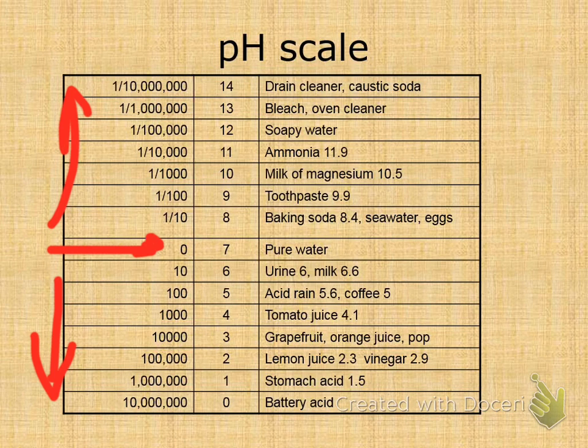Going the other way, urine is 6, milk is about 6.6. Now as you see, every time we go down one of these levels, it gets 10 times more potent, stronger. 5 is acid rain, coffee. Tomato juice is 4. Grapefruit juice, orange juice, and soda pop. Soda pop's about 3.5, 3.4.